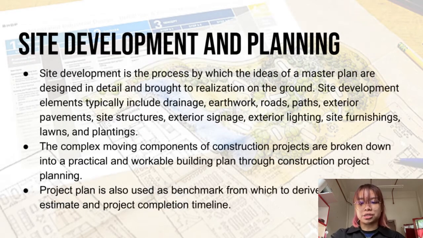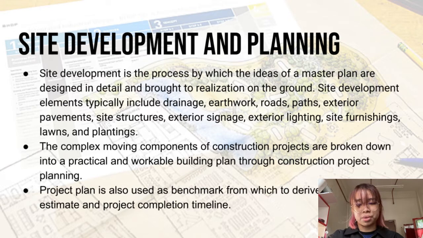As for the introduction, site development and planning is the process by which the ideas of a master plan are designed in detail and brought to realization on the ground. Site development elements typically include drainage, earthwork, roads, paths, exterior pavements, site structures, exterior signage, exterior lighting, site finishing, lawns, and planting.